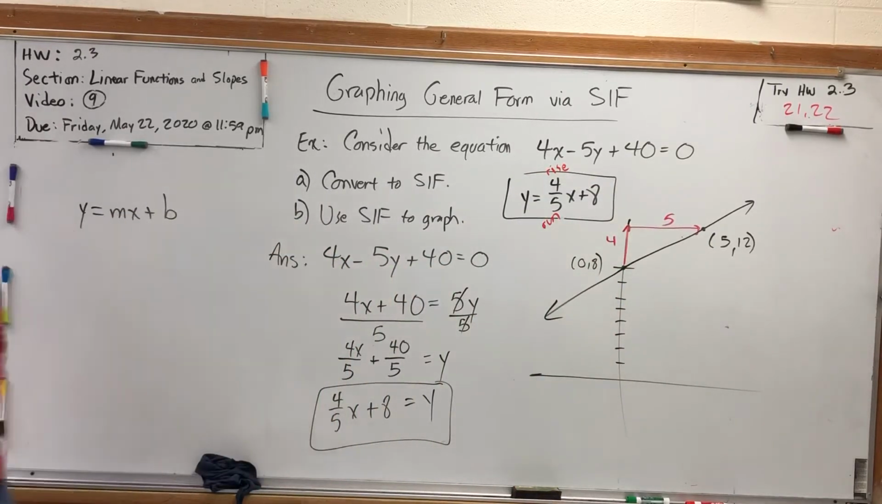So you can graph general form by converting to slope-intercept form and then following suit like we did before. Start at the y-intercept, interpret the slope as rise and run, and then rise and run accordingly from the y-intercept to locate a second point. And if you were up to it, you could do it again to locate a third point, and then connect the dots. So pretty straightforward stuff.